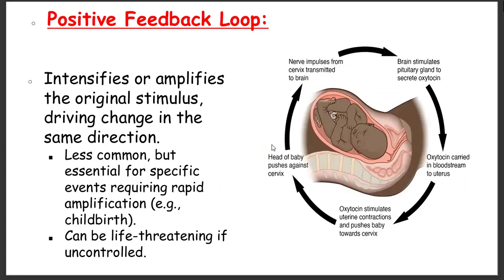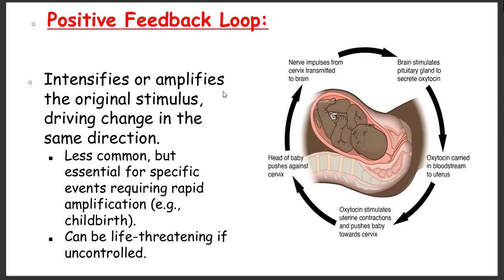So the opposite is the case here, because a positive feedback loop is actually going to increase a certain change in its same direction. This one is going to intensify or amplify the original stimulus, driving the change in the same direction. The negative feedback loop emphasized the reverse, while this one is going to amplify or increase the stimulus in its same direction.